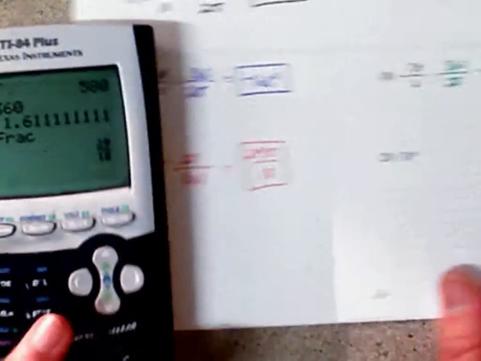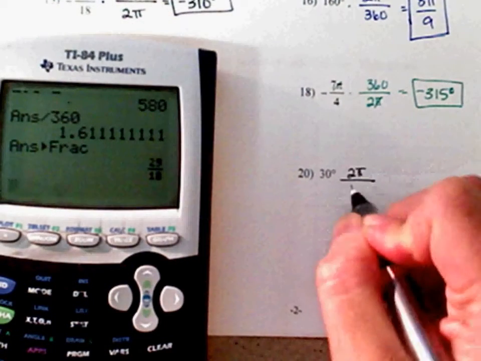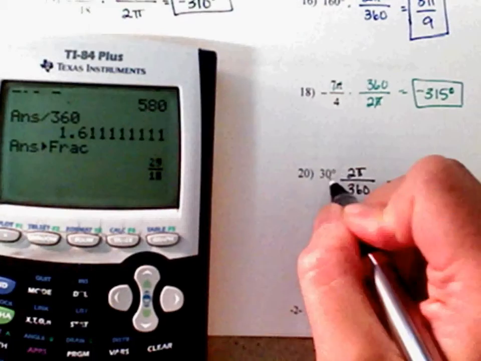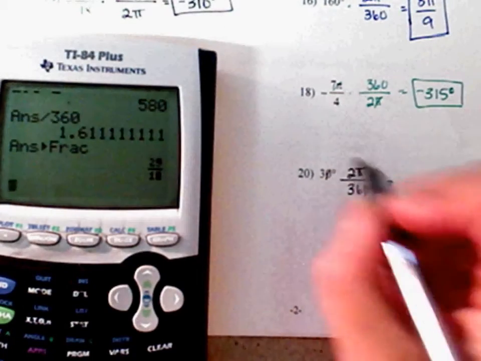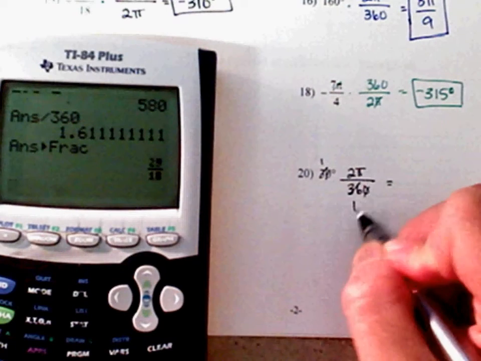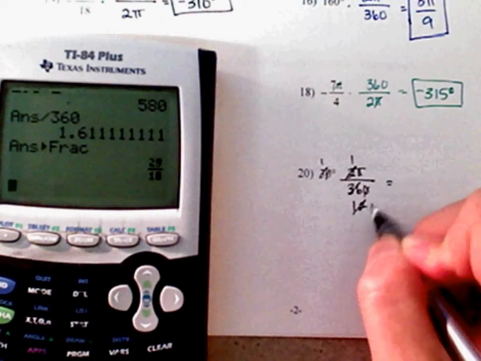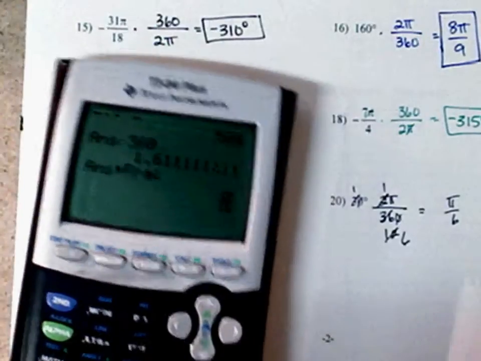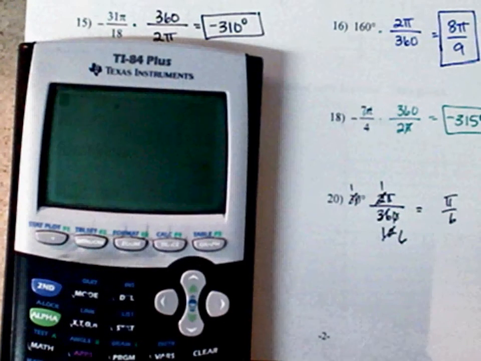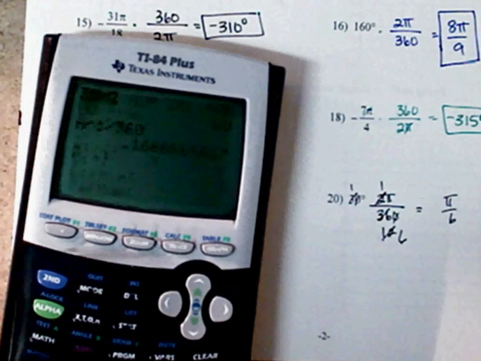Number 20. I have degrees. Let's convert this to radians, so 2 pi over 360. Now, guys, if you really wanted to, you could convert that yourself. So 30 goes into 60 one time with 12 left over, okay? 2 over 12 is 1 over 6. So this is pi over 6. Let's see if I'm right. All right, here we go. You can type that into your calculator. 30 times 2 divided by 360. Pi over 6. There you go.